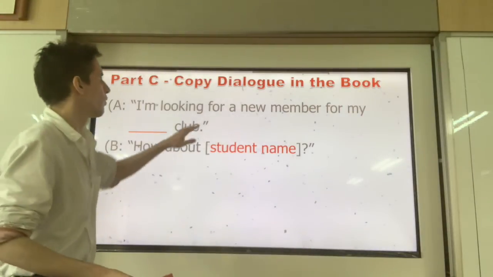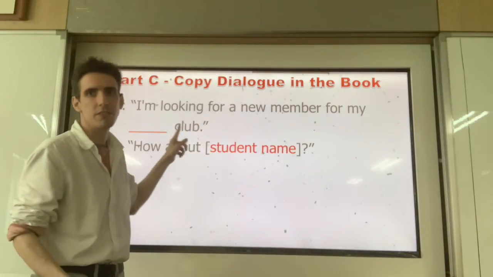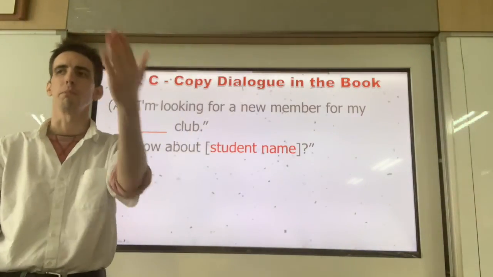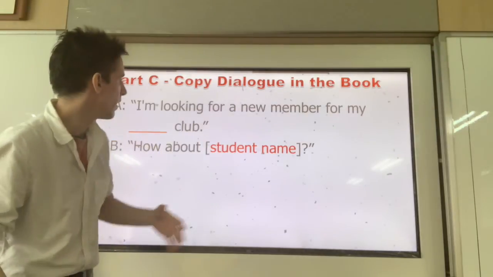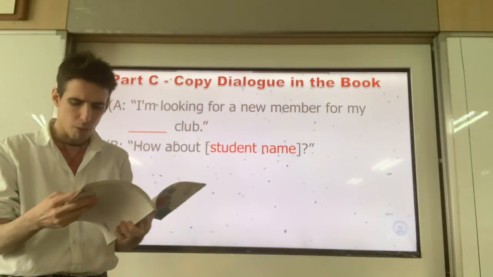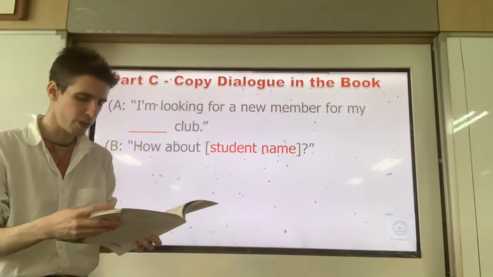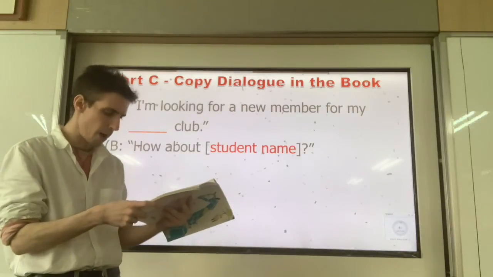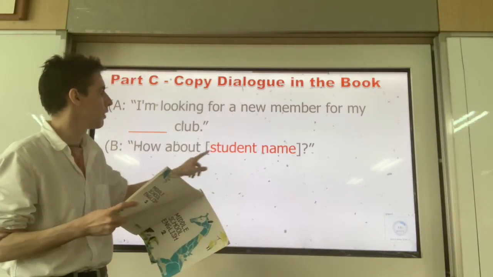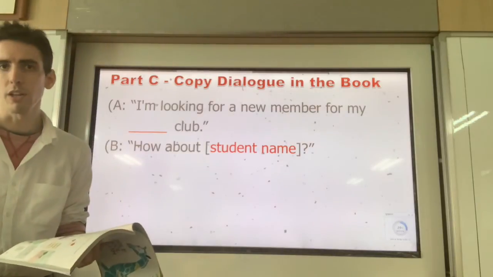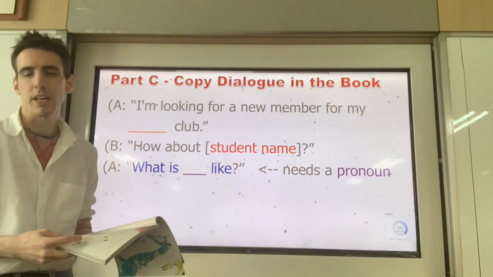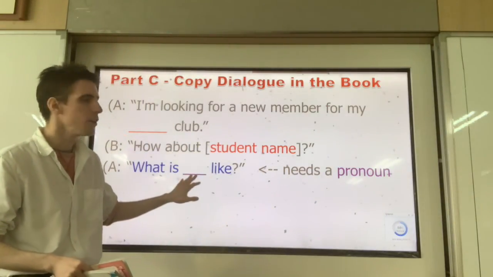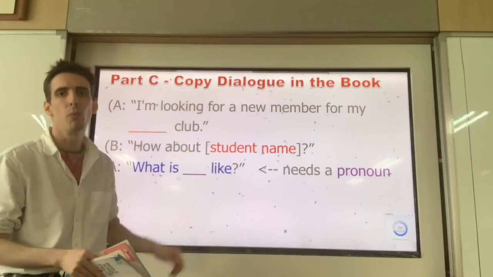So I'm looking for a new member for my science club. How about student name? So it could be you, it could be your friend, it could even be my name. Just put a name here. So we'll say, how about Jenny? Following the book dialogue, I'm looking for a new member for my dance club. How about Jenny? Then we're going to use our key phrase. What is blank like? We need a pronoun right here. Jenny is a girl, so we're going to say she. What is she like?